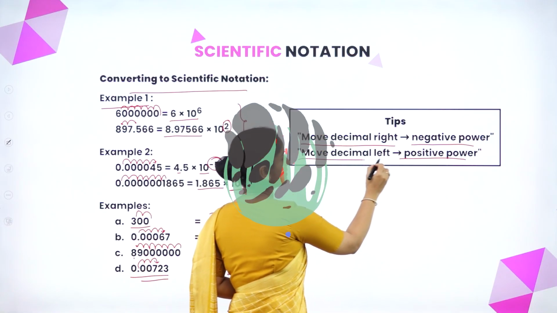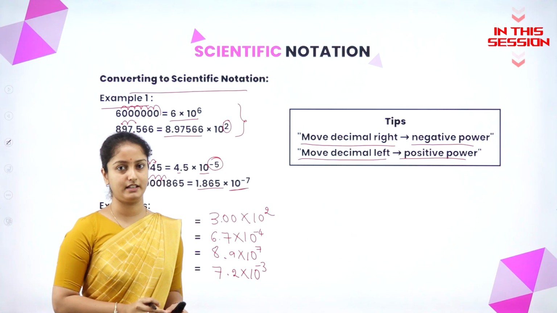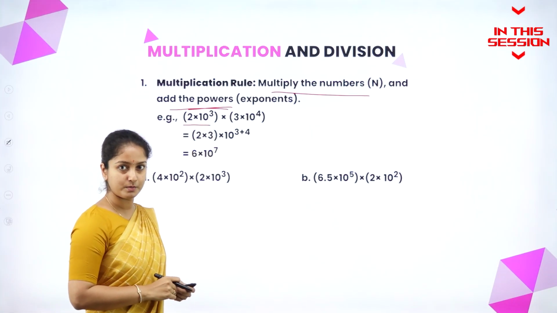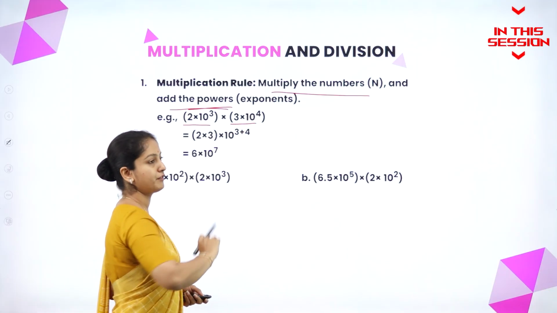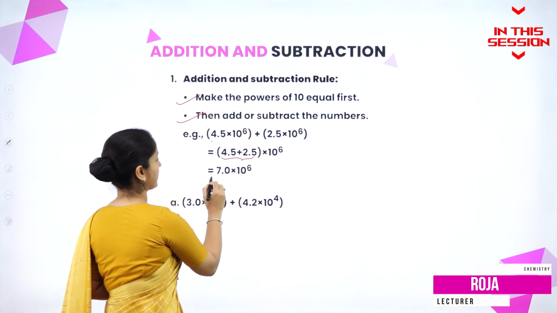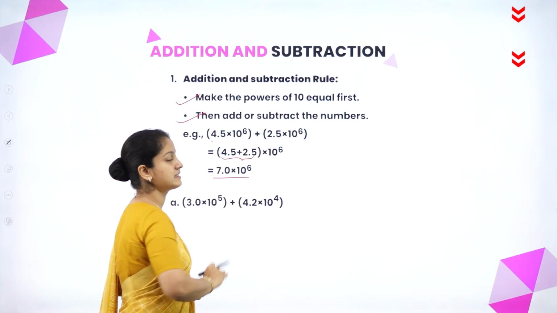When you have to move the decimal towards left, the exponent will be a positive integer. So here the example is 2 into 10 power 3, that has to be multiplied with 3 into 10 power 4. After adding 4.5 and 2.5, you will arrive at the answer as 7.0 into 10 power 6.